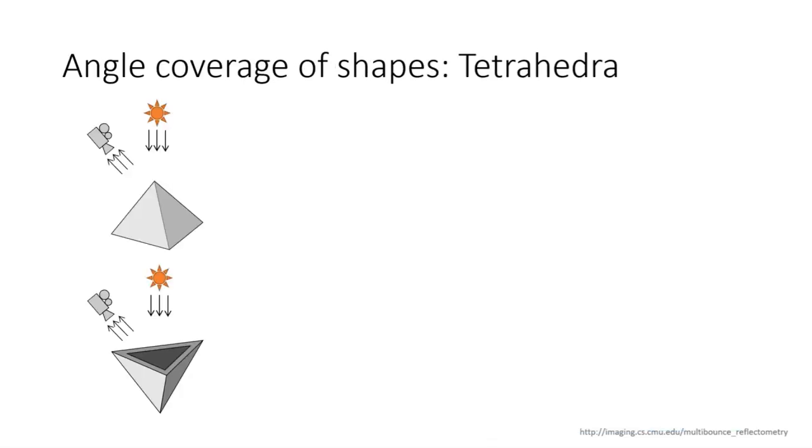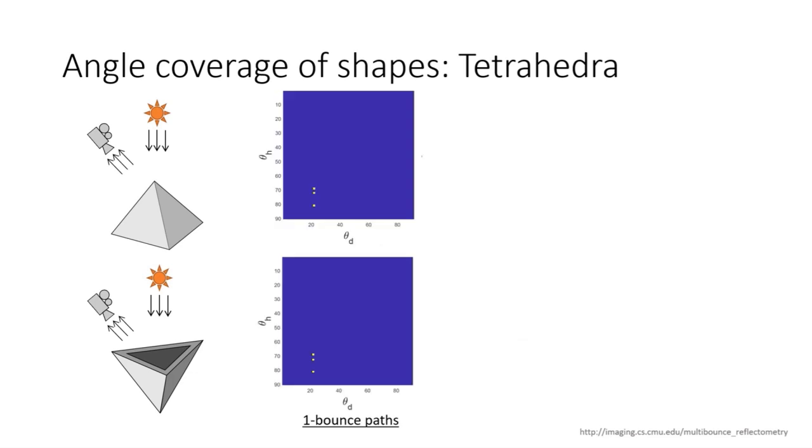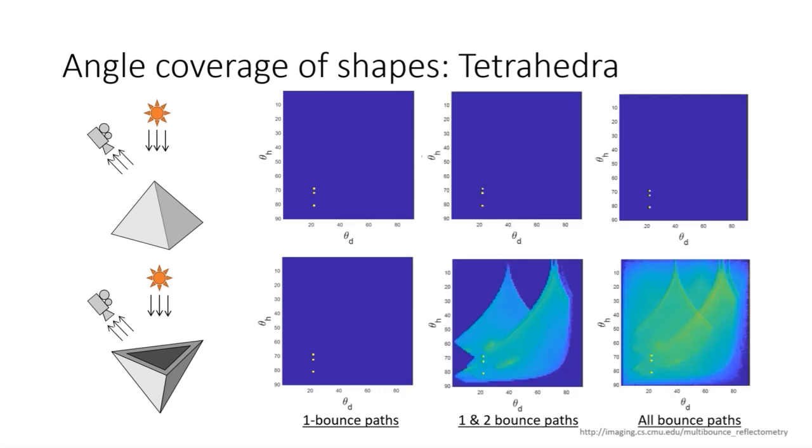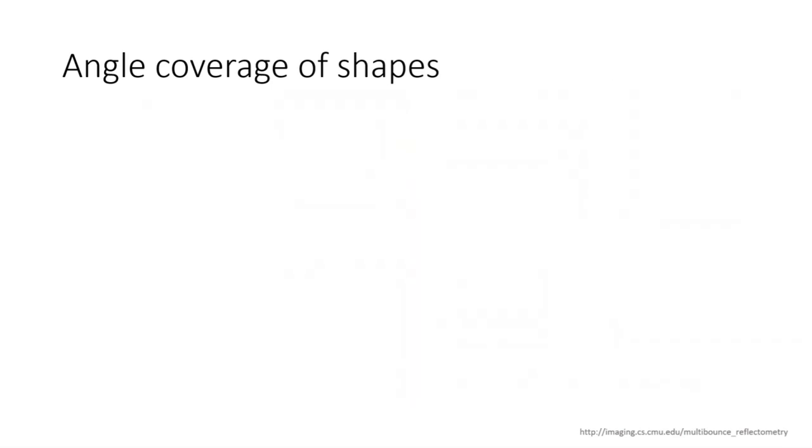Let's look at the convex and concave tetrahedra we considered earlier. If we consider only single bounce paths, then both shapes sample only 3 entries in the bivariate table corresponding to the 3 visible faces of the tetrahedron. However, as we consider paths with more than one bounce, we see that the concave shape samples a much larger part of the bivariate table, providing a lot more information about the BRDF.